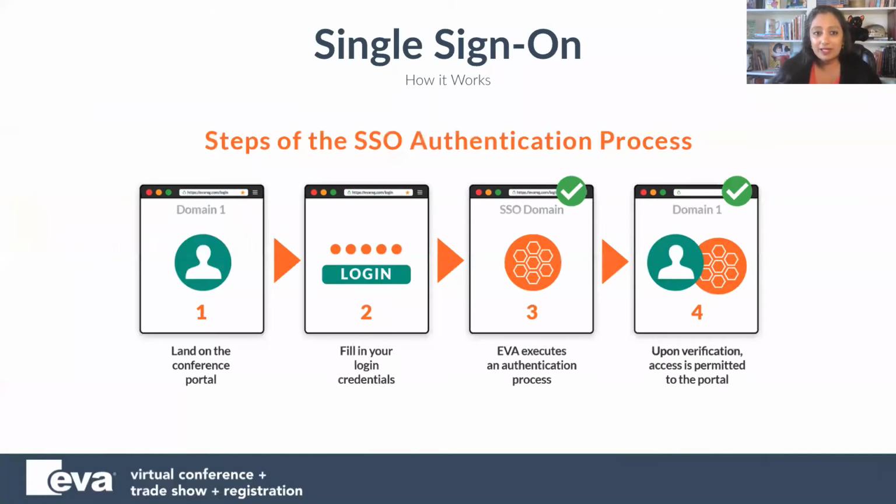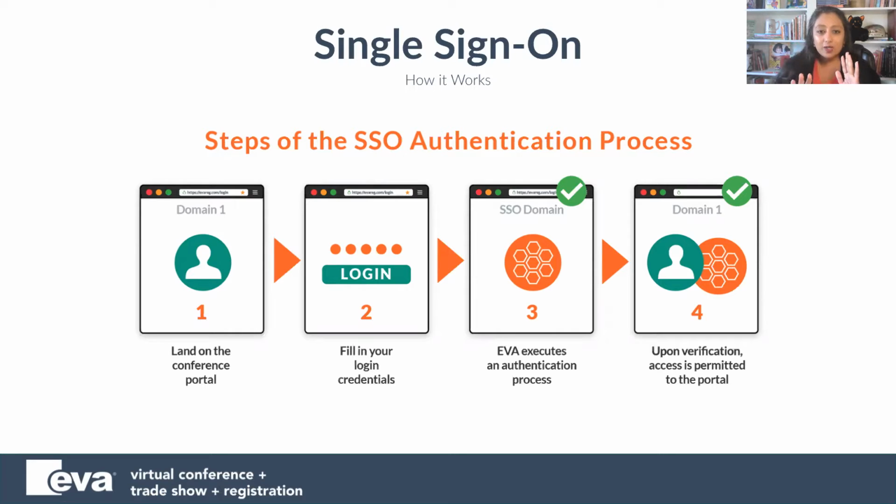So let's talk about SSO. So that's single sign-on and how it works. Basically, what you do is you're going to land on your registration page or on your conference portal, and there'll be a login. Put in your username, put in your password. That username and password, while it may look like your conference site or your registration portal, it actually is connected to your identity provider or your AMS in the background.